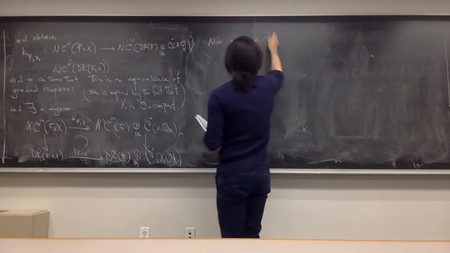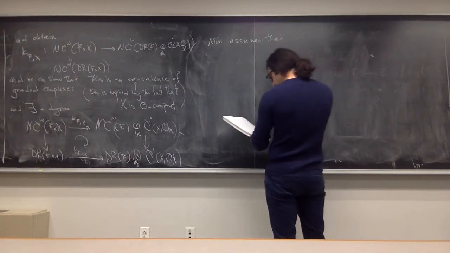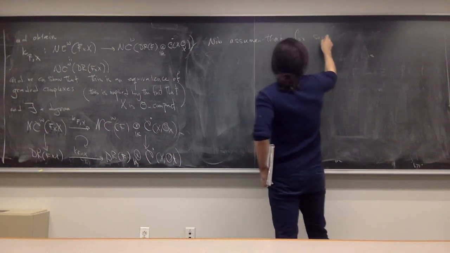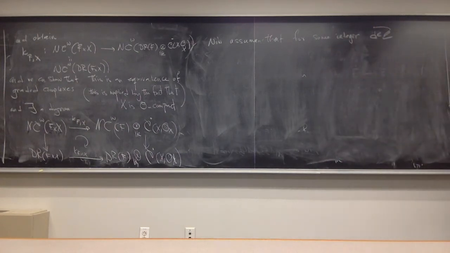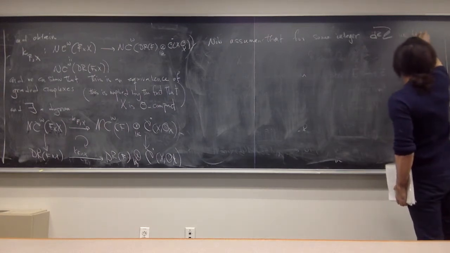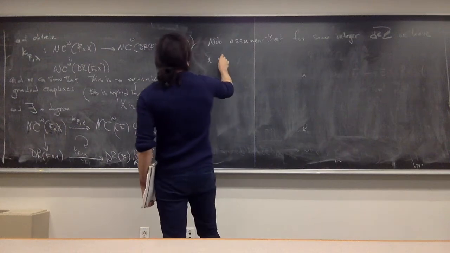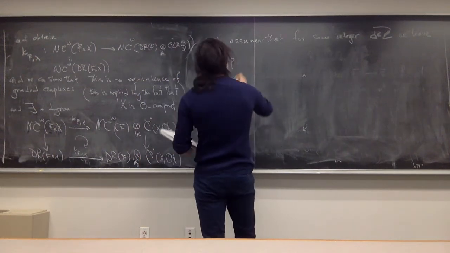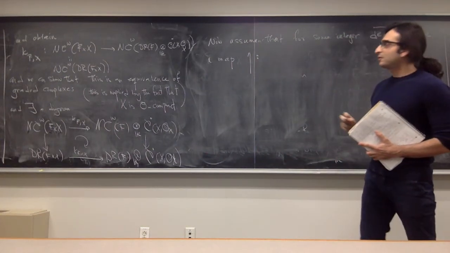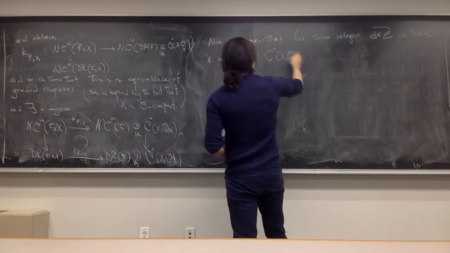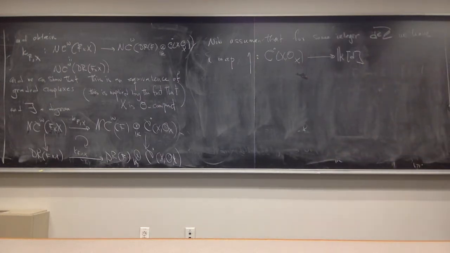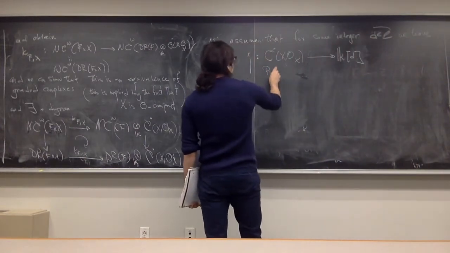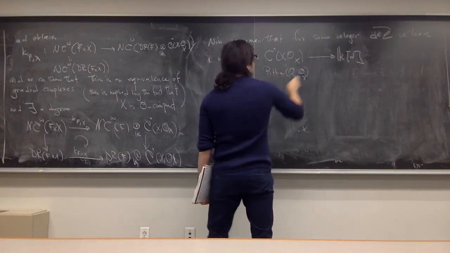Now assume that for some integer D, we have a map. Let's call this map eta, from this complex C dot of X, Hom(O_X, O_X), to K in the derived category, K shifted by D. This is just Hom for X.